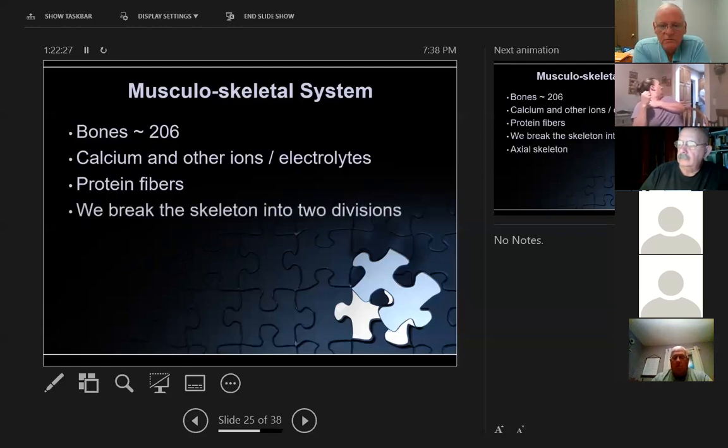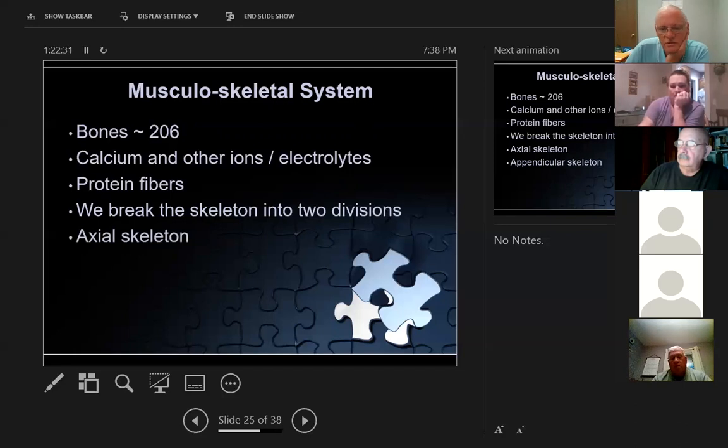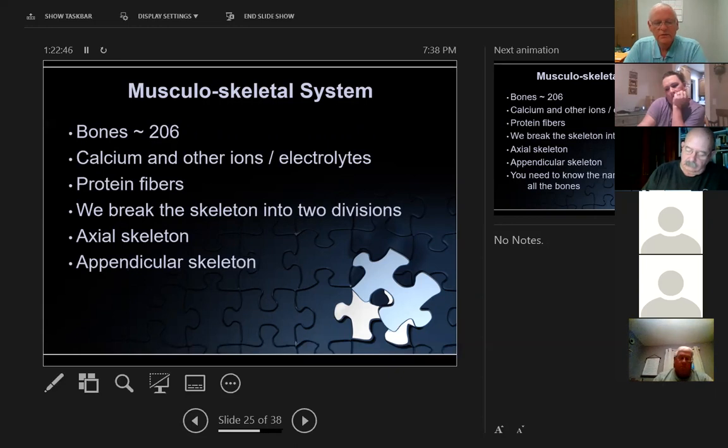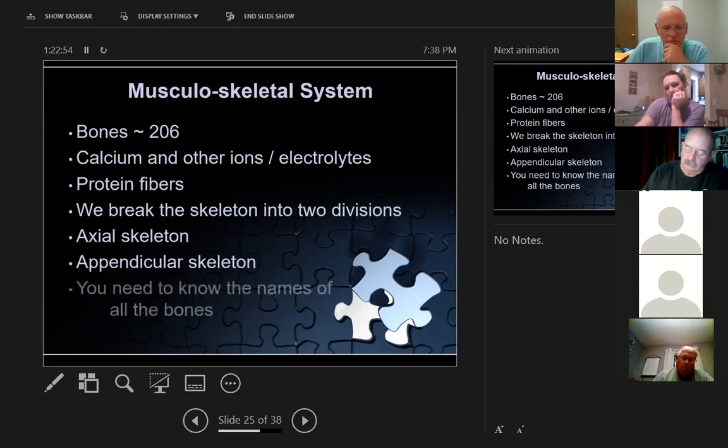We're talking about the skeleton. We break it down into two basic divisions: the axial skeleton, which is the up and down part. So we're talking about skull, facial bones, the spine, and sometimes the rib cage, depending on who you talk to, and sometimes the pelvis, depending on who you talk to. The appendicular skeleton is for our appendages, our arms and legs, okay? So bones of the axial skeleton and bones of the appendicular skeleton.